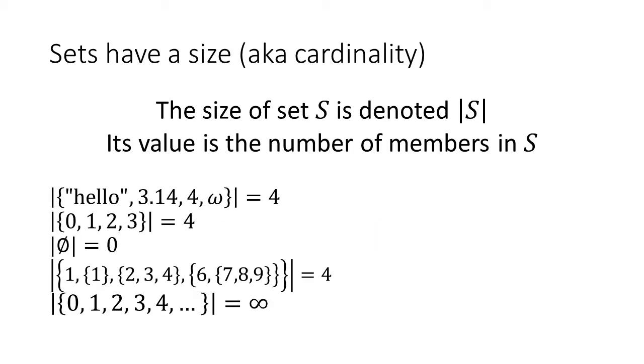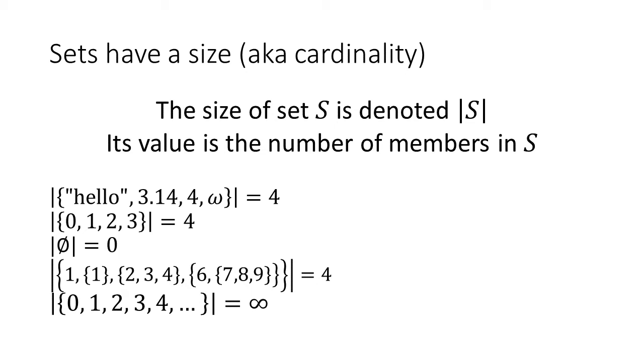Each set has a size, which we typically call the cardinality, that refers to the number of members that belong to the set. The notation for the set's cardinality is these 2 bars on either side of the set. So if we look at some of our examples, the set {hello, 3.14, 4, omega} has 4 elements in it, so we say it has cardinality 4. The empty set has 0 elements in it, so we say it has cardinality 0.